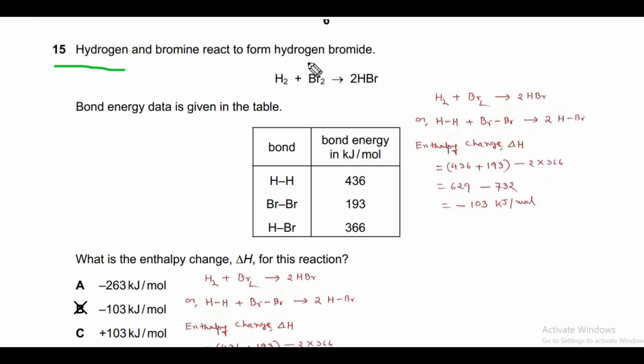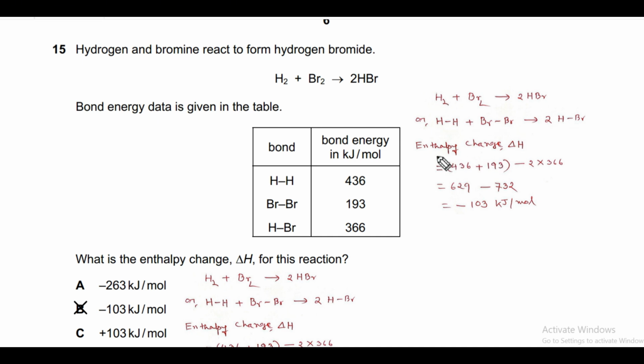Hydrogen and bromine react to form hydrogen bromide. Bond energy data is given in the table. Bond and their bond energy is given in kilojoule per mole. So what is the enthalpy change, delta H, for this reaction? You know, this hydrogen single bond, bromine single bond, and hydrogen bromine bond.